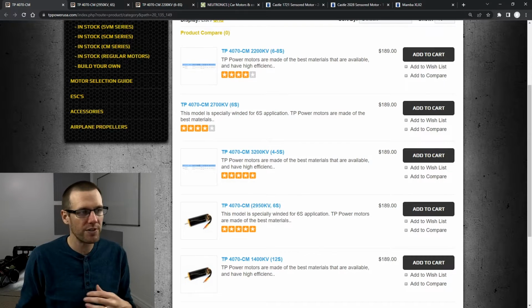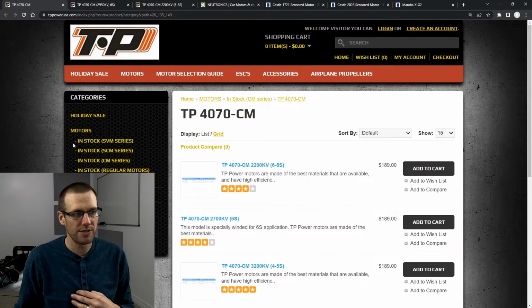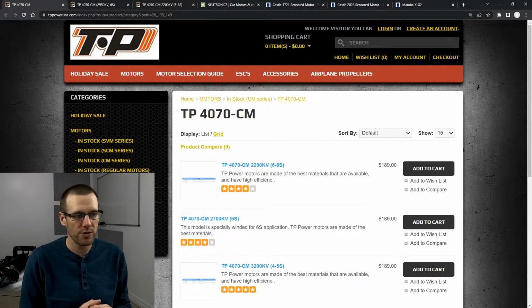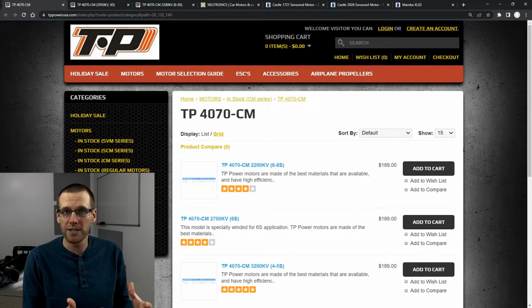They make a bunch of different classes of motors, as you can see on the side. They got the SVM series, the SCM series, and the CM series, as well as just their regular brushless motors. So my personal preference for top speed runs is going to be the CM series. After purchasing one myself, I think it is a great motor, and we'll discuss a little bit about what I actually have as well as some of the other options.